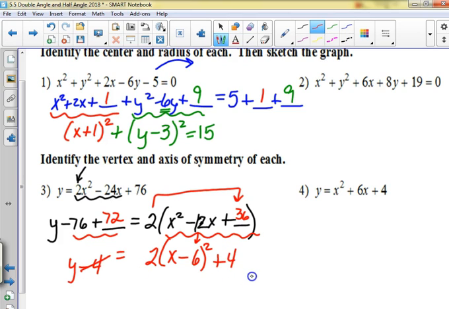This is vertex form. Remember that? Okay, so the vertex of this parabola is at 6, 4. We're going to use a slightly different form next week. We're going to leave the 4 over here and do some crazy business, and we're going to find the focus and directrix. You may have had that before.